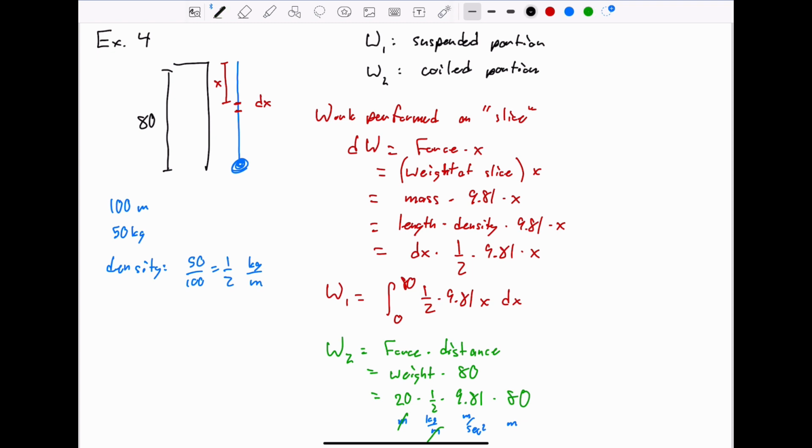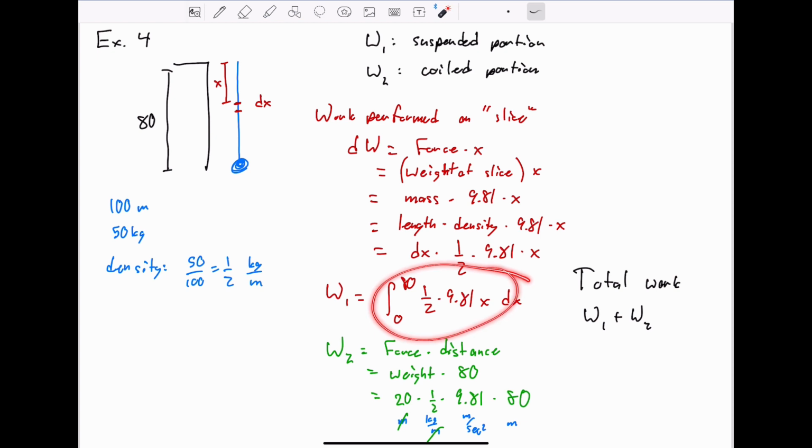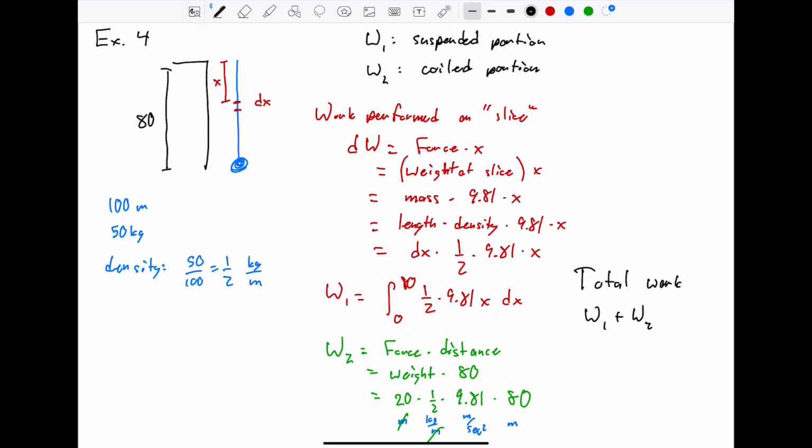So, taking this all into account, the total amount of work here is the sum of these two portions of work. So this is W1 plus W2. If we evaluate the integral and then simplify this number and then add the results, the total number here is 23,544 joules.